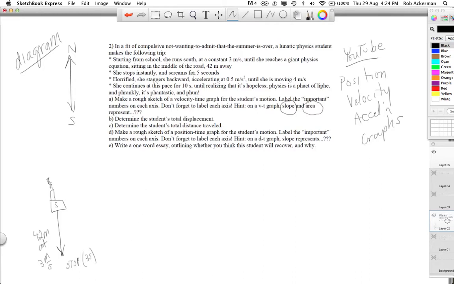Then it says she staggers backward. She obviously starts from rest because she was stopped for 3 seconds, as we mentioned. Sorry, not 3 seconds, I apologize. It's 5 seconds. Okay, 5 seconds in there. She accelerates backward at a certain rate. You can write that in.